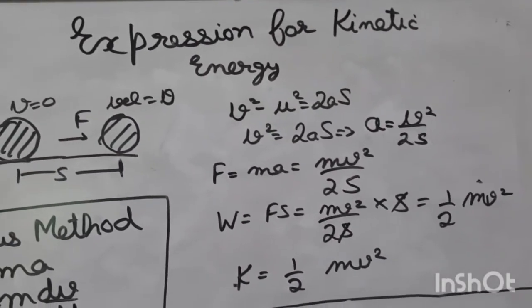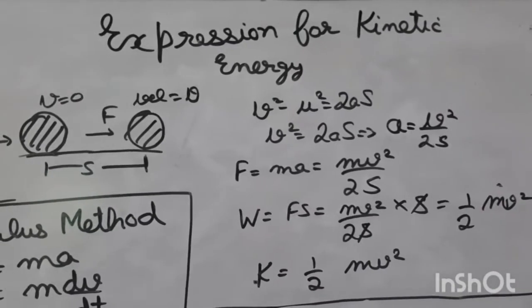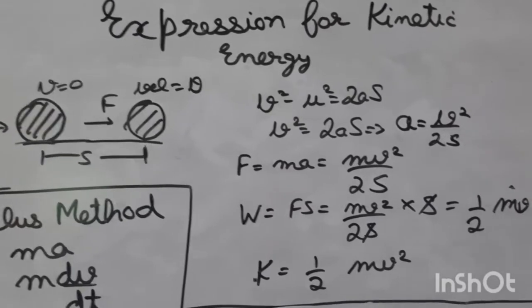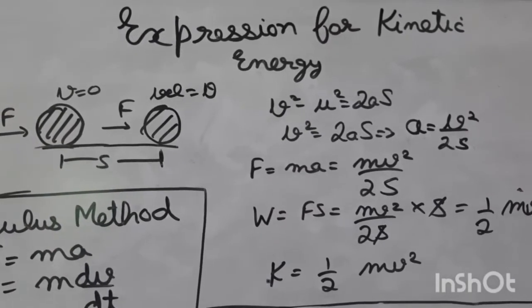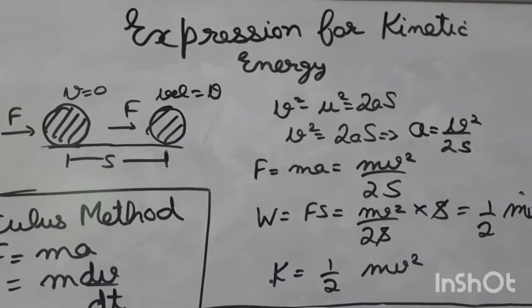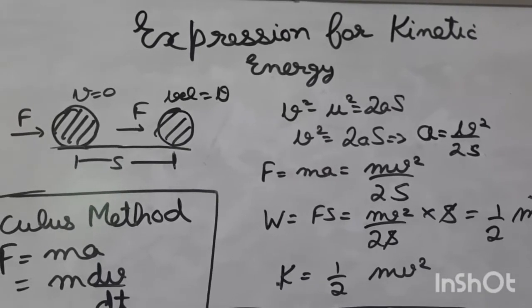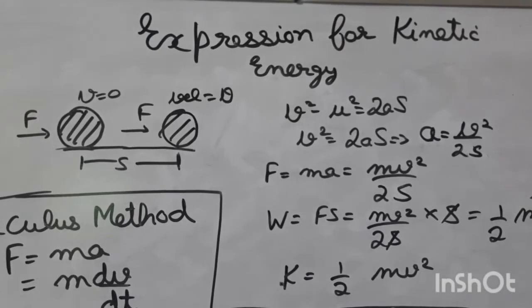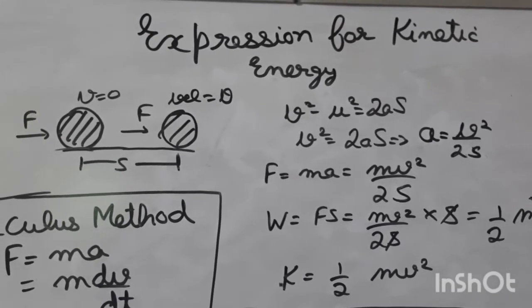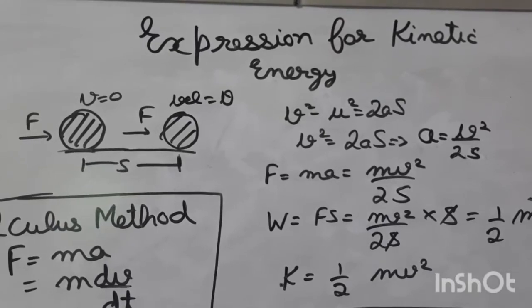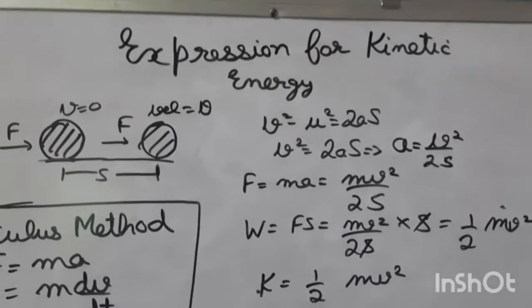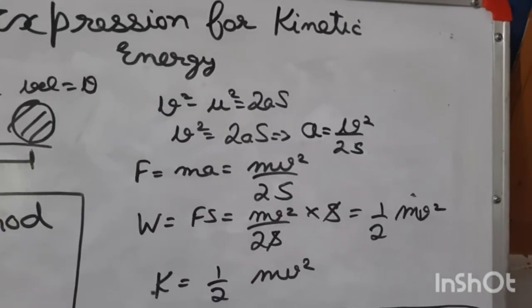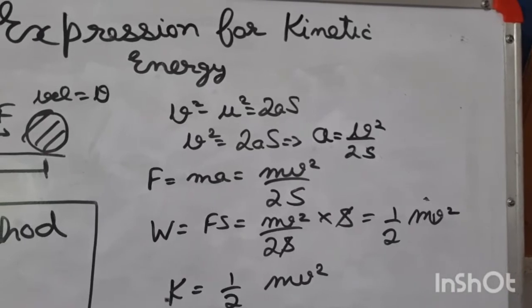Now, for finding out the expression for the kinetic energy, we consider that a body of mass m is initially at the state of rest, and on the application of force F, it is displaced by a displacement s. Initially the velocity is 0, and after the application of the force F, the velocity becomes v. So first of all, we will apply the third equation of motion. We get v square minus u square is equal to 2as.